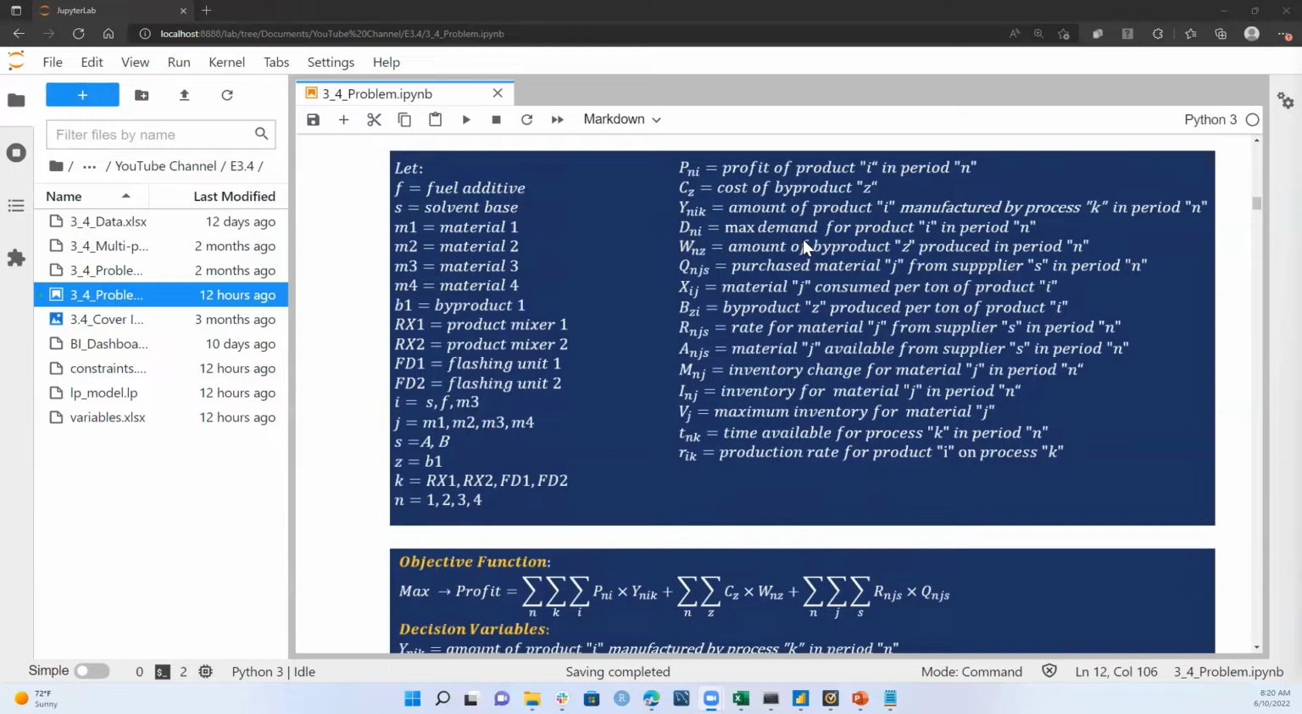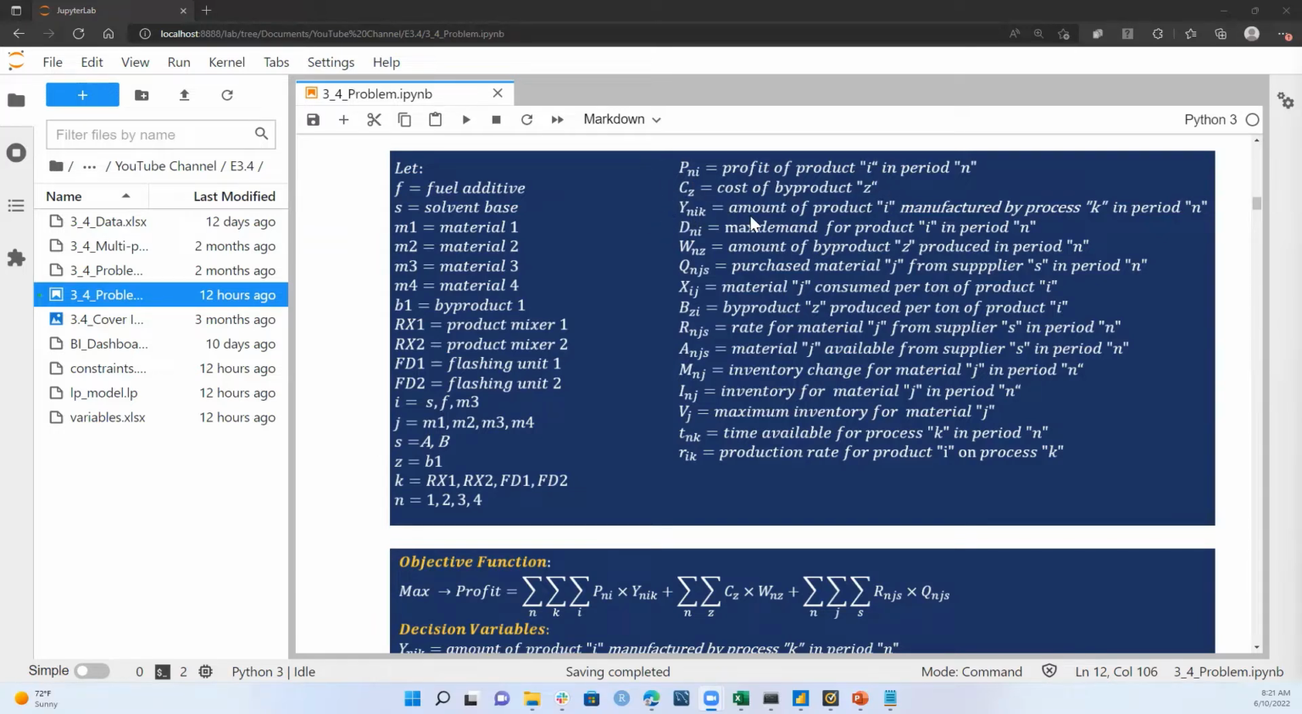Over here on the right, we have our parameters. So P sub Ni is going to represent the profit of product I in period N. So this is a time variant, or could be a time variant parameter, as we discussed earlier, because we are now indexing this over the various time periods. C sub Z is going to represent the cost of byproduct Z. So you can see we do not have N here as a subscript, so this is going to be a time invariant parameter for this specific problem.